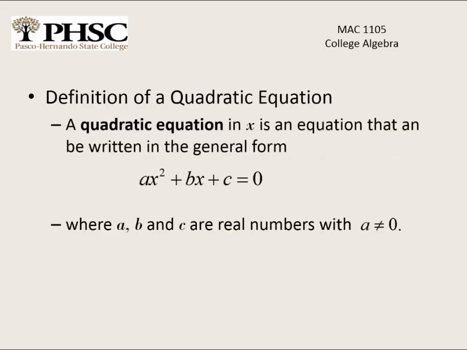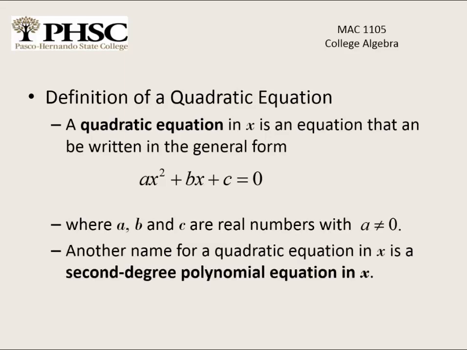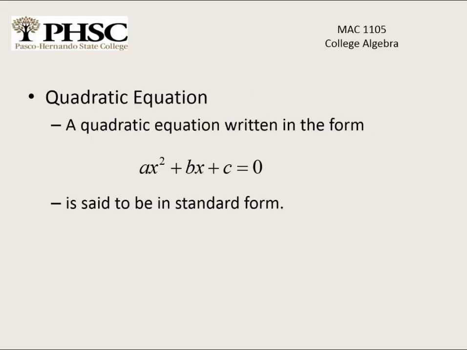So what's a quadratic equation? The definition of a quadratic equation: a quadratic equation in x is an equation that can be written in the general form ax squared plus bx plus c equals 0, where a, b, and c are real numbers, and a does not equal 0, because if it does, it would just be a linear equation, bx plus c. Another name for a quadratic equation in x is a second-degree polynomial equation in x. A quadratic equation written in the form ax squared plus bx plus c equals 0 is what we call standard form.